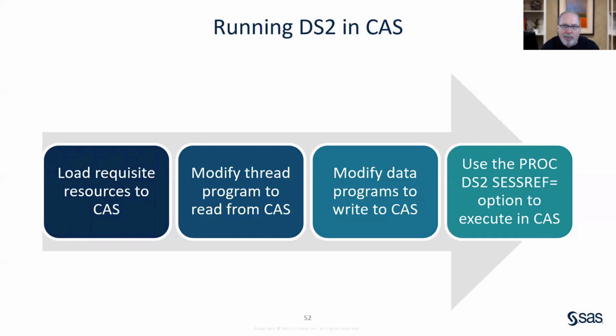So for example, we want to run in memory. We also need to read from an in-memory table, which means our original thread, which was probably written to read from a traditional SAS library, will have to be rewritten to read from the CAS lib instead. And then if you want the process to run entirely in CAS, you'll want to write the data out to CAS also. This will provide the fastest throughput for your processing. And once you're ready to roll, on the proc DS2 statement, you use the sessref equal option to point to the CAS session where you run your code.